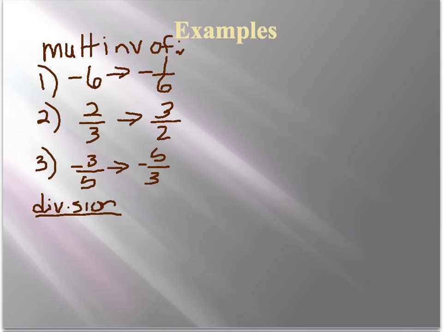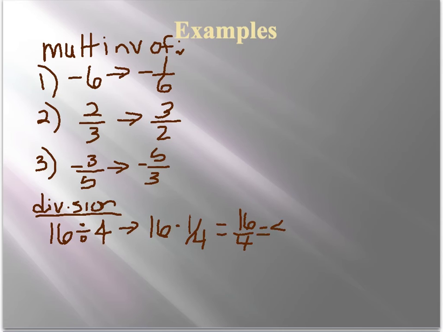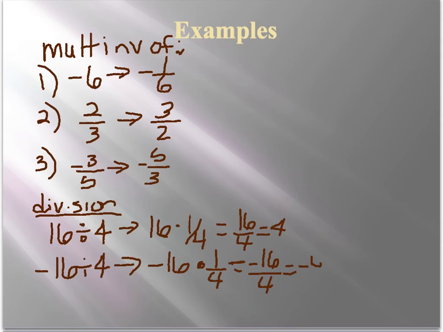So if I am doing 16 divided by 4, well, that's easy. That's the same as saying 16 times 1 over 4, which is 16 over 4, which is 4. If it was negative 16 divided by positive 4, I'd have negative 16 times 1 over 4 is negative 16 over 4, which is negative 4.